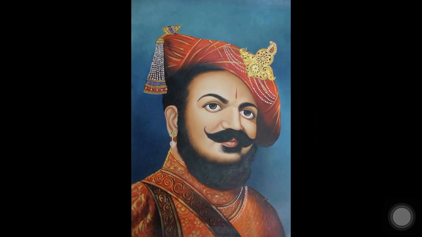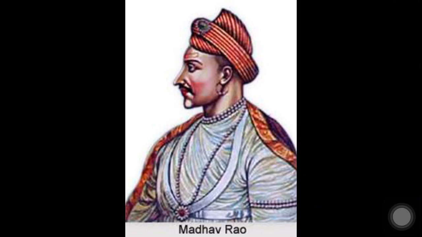Madhav Rao I. He was the second son of Balaji Bajirao and became the Peshwa after the death of his father. Since he was a minor, he appointed his uncle as his royal representative. After the defeat in the Third Battle of Panipat, he recovered in an astonishing manner and established his kingdom in South and North India. When the Nizam attempted to benefit from the defeat at Panipat, Madhav Rao I defeated him in the battle near Ahmednagar.